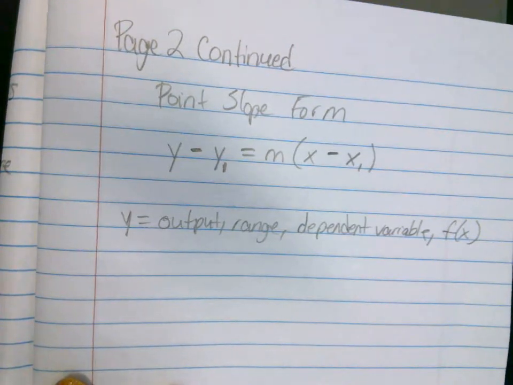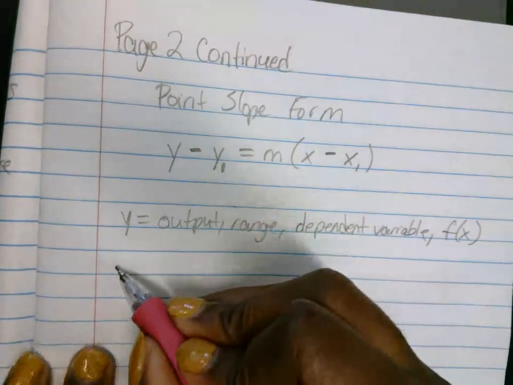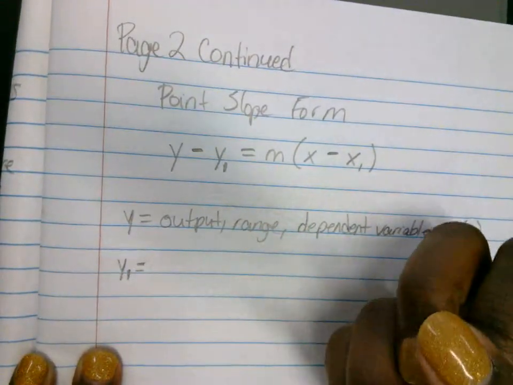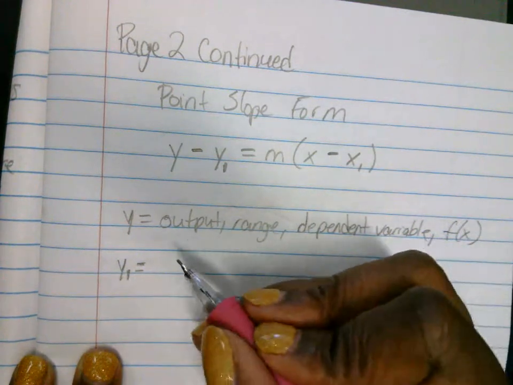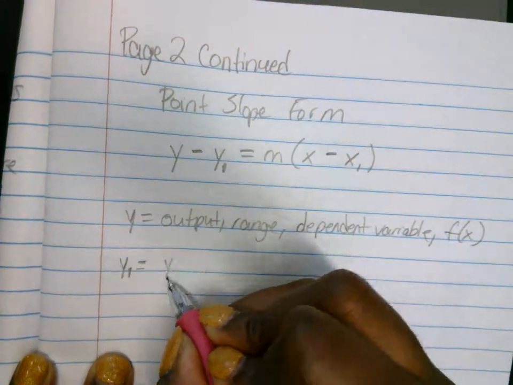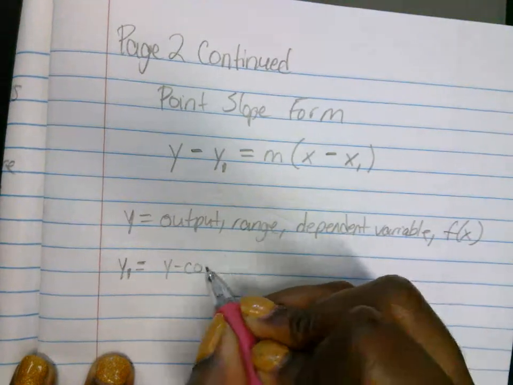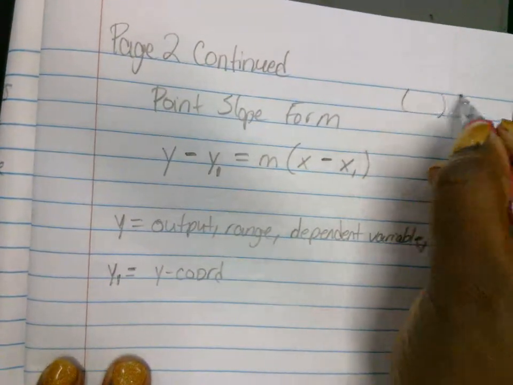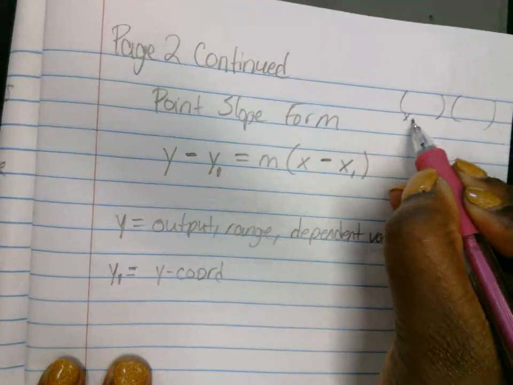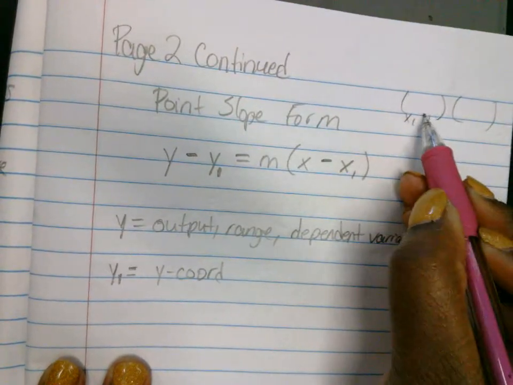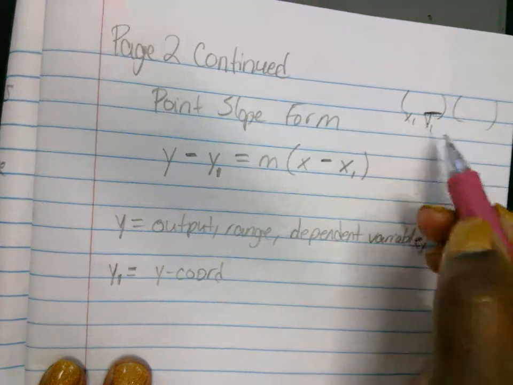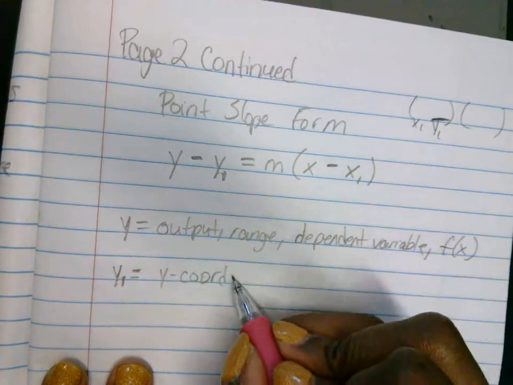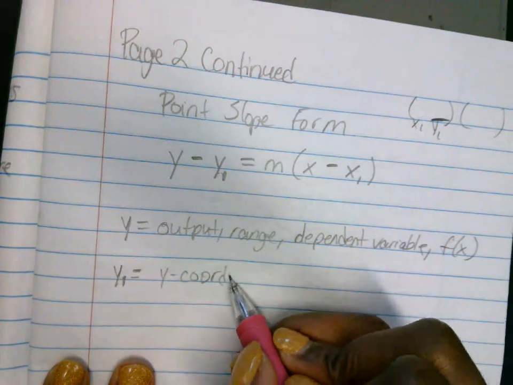Now your y1, though, is your y coordinate. Remember in slope, you have your two ordered pairs, x1, y1. That's the number that you're going to substitute here. So y1 is the y coordinate.